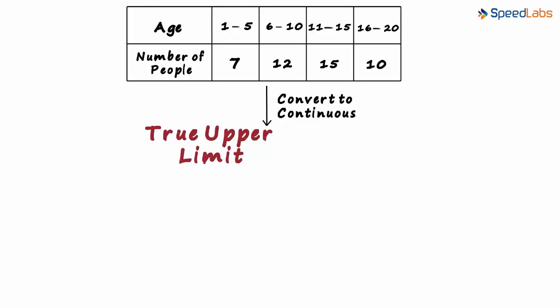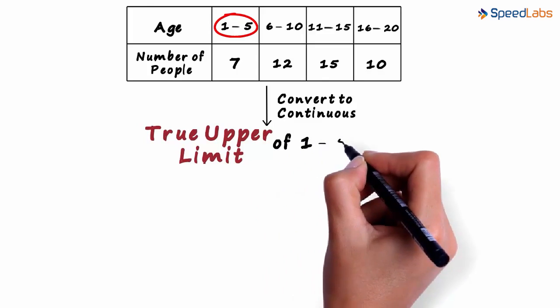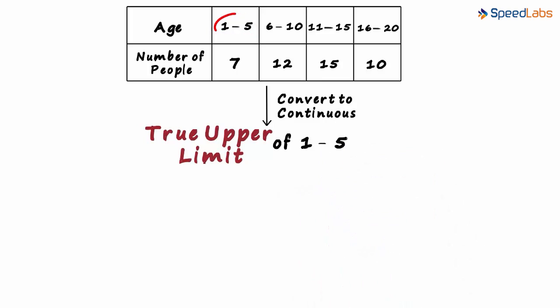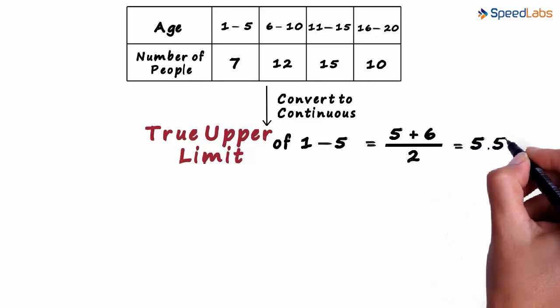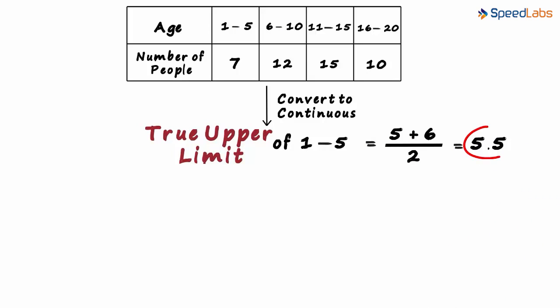Let's understand the true upper limit of 1 to 5. The upper limit of 1 to 5 is 5 and the lower limit of the next interval is 6. So the true upper limit of the interval 1 to 5 will equal (5 + 6) divided by 2. That will be 11 by 2, which equals 5.5. So we say that 5.5 is the true upper limit of the interval 1 to 5.